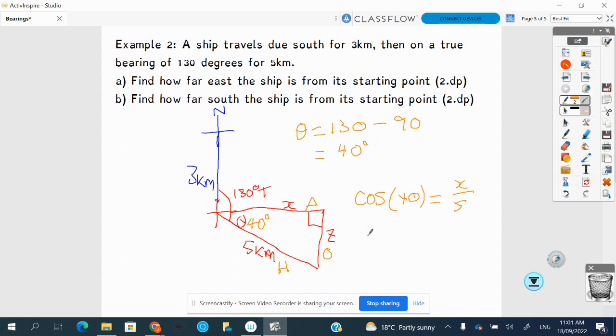Rearranging this equation, we're going to say that x equals 5 times the cosine of 40. Typing that into the calculator, we get that x equals 3.83 kilometers. That is our first question complete.